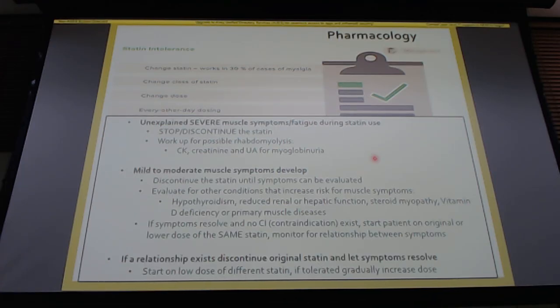You're going to pull your labs, you're going to look at your CK, you're going to pull LFTs, you're going to pull everything, and do your UA to make sure that they also don't have rhabdo. And then if they're having mild to moderate symptoms, you also will tell them to stop until they can come back in to you. But you can also try to do some other things to snoop and see if there's other underlying conditions that could be making them more prone to experience the myopathy that they're experiencing.